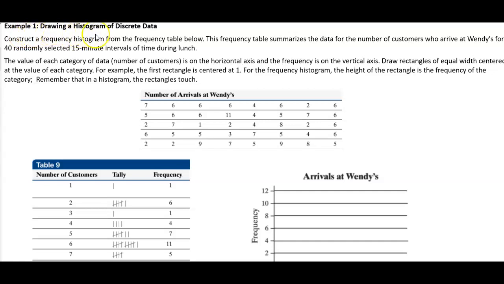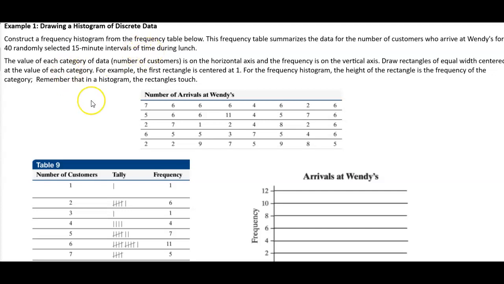Example 1, drawing a histogram of discrete data. I want to construct a frequency histogram for the frequency table below. This frequency table summarizes the data for the number of customers who arrive at Wendy's for 40 randomly selected 15-minute intervals of time during lunch.